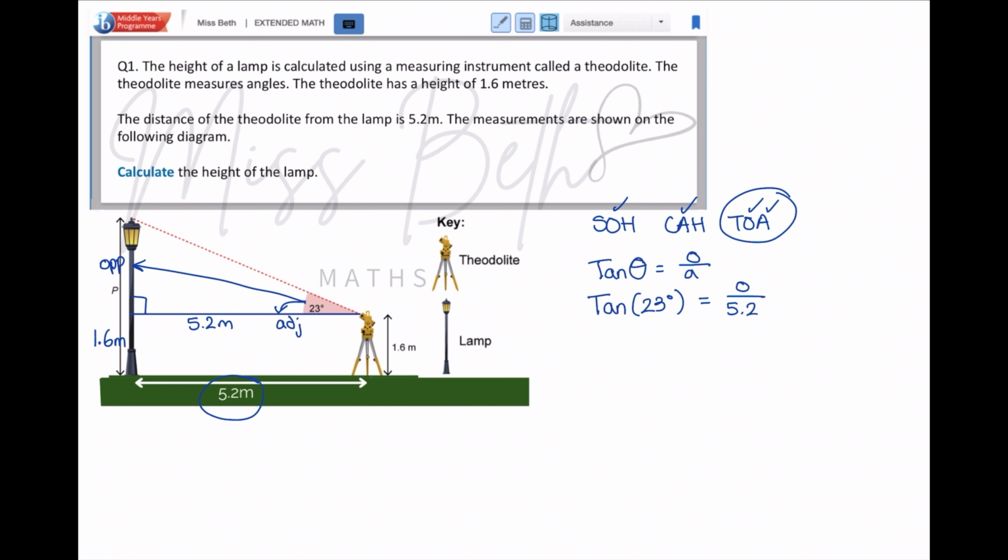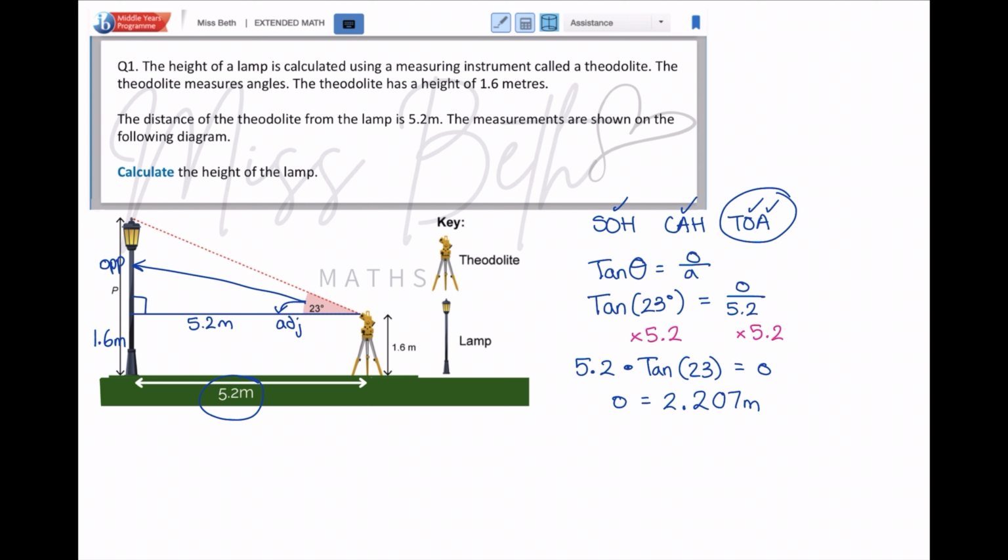Okay, I need to rearrange this slightly. To do so, I need to multiply both sides by 5.2. That will isolate the opposite on the right-hand side, and it allows me to solve. So 5.2 multiplied by tan 23 would give me the opposite. Just put that into your calculator, and the opposite here is going to be equal to 2.207 meters.